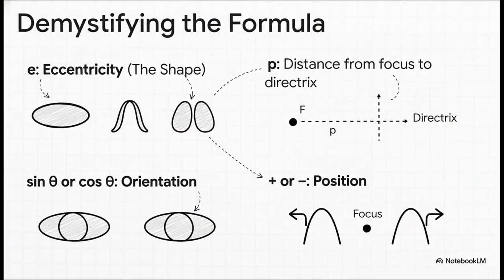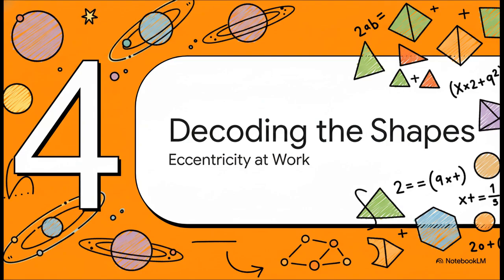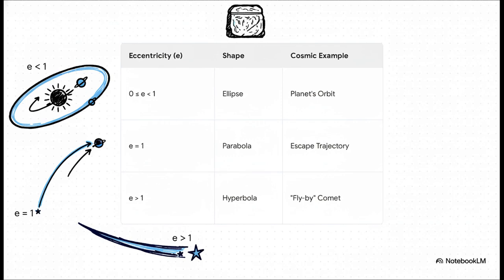Let's just break this down real quick. As we know, E is the shapeshifter. That P there, that's just the distance from the focus to that ghost line, the directrix. The sine or cosine just tells you if the orbit is oriented more up and down or side to side. And the plus or minus sign just tells you which side of the focus it's on. See, they're all just simple parameters. The real story is all in that E. All right, enough theory. Let's actually put this to work. We're going to look at a few equations now and use eccentricity to decode the exact shape of the orbit they represent. Okay, this right here is basically the Rosetta Stone, the cheat sheet for cosmic orbits.